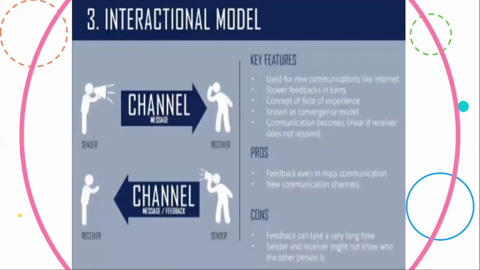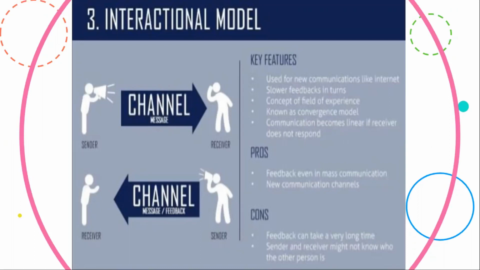Okay, the key features of the interactional model, used for new communication like the internet: slower feedback in turns, the concept of fields of experience, known as the convergence model. Communication becomes linear if the receiver does not respond. The pros of the interactional model: feedback even in mass communication, and new communication channels.